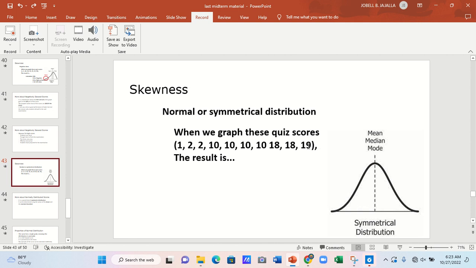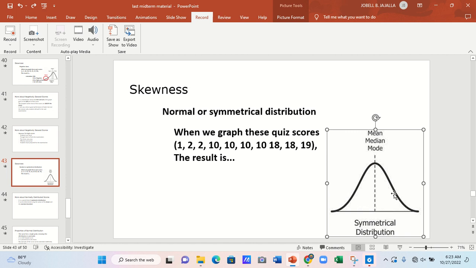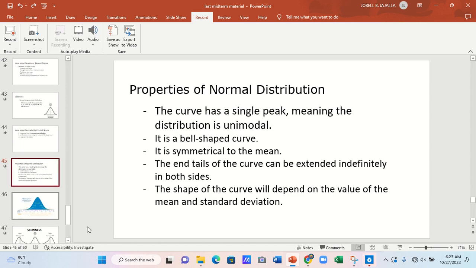So, symmetrical siya. Mao na siya ang itsura sa symmetrical or normal distribution. Now, more about normally distributed scores. It is a special kind of symmetric distribution, and it can be determined using the values of the mean and the standard deviation. So what are the properties of a normal distribution?